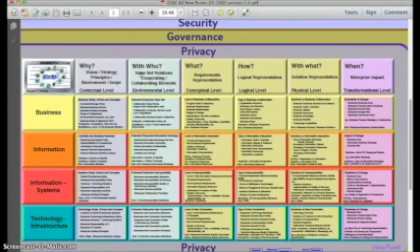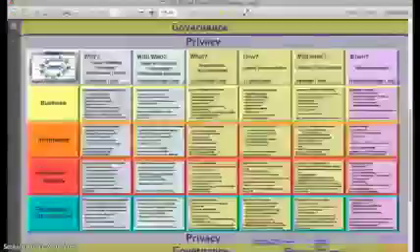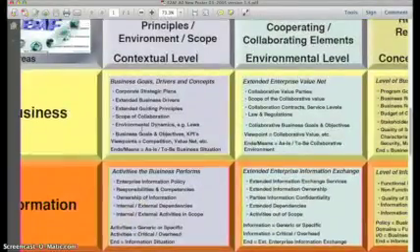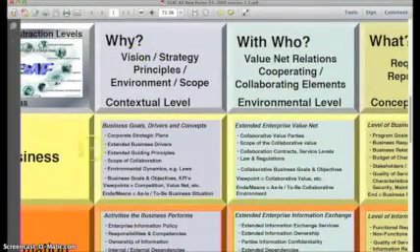This is the Extended Enterprise Architecture Framework. As you can see, it is very similar to the Zachman framework in the sense that it is a 2D grid. It also has similar questions like why, who, what, how, and when. And it has 4 layers: the business, information, information systems, and technology infrastructure. Now, if we look closely, we can see that each layer tries to answer all these questions.